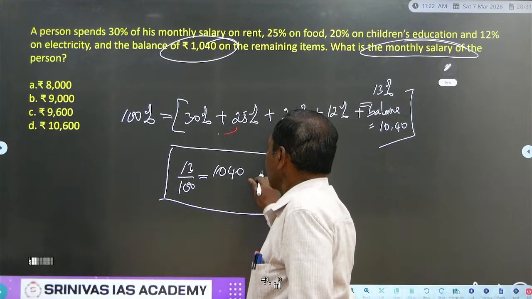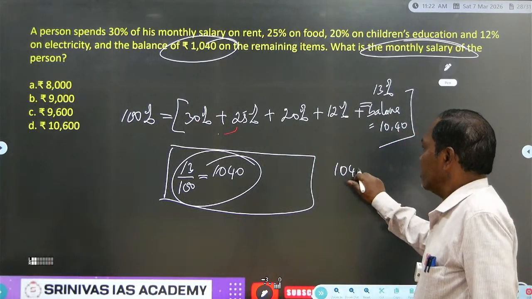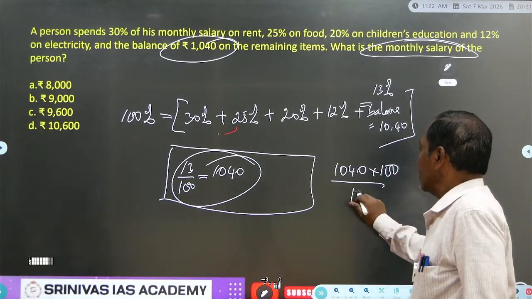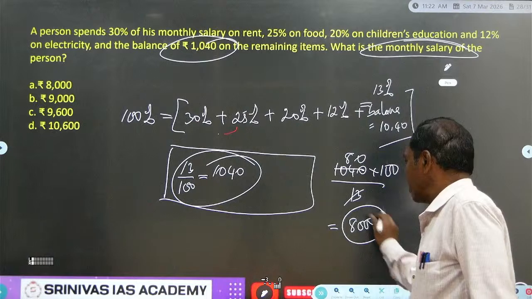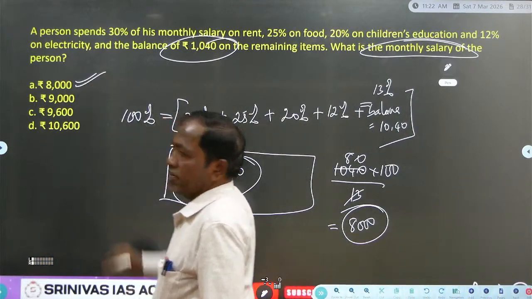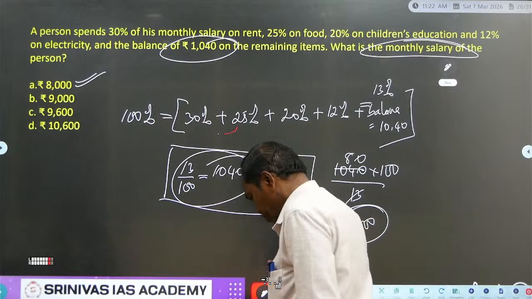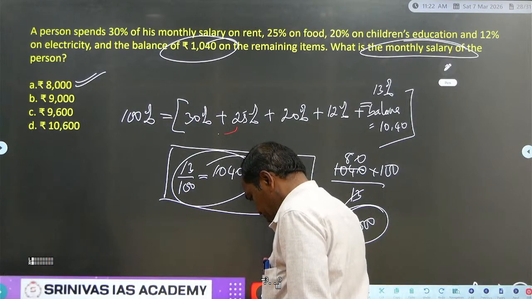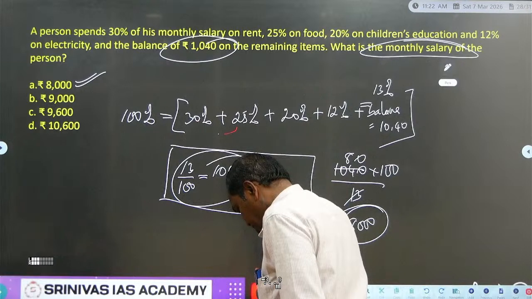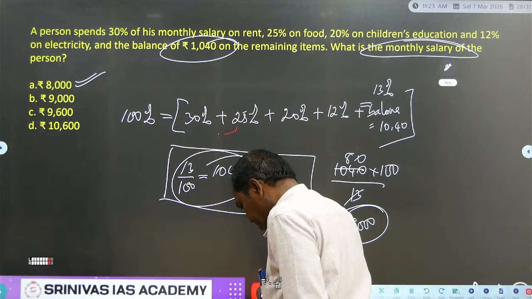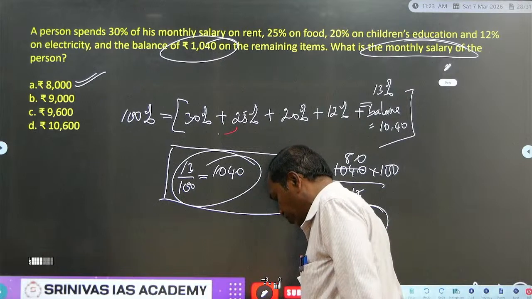So what is the thing? 1040 into 100 by 13. 13 into 8 is 104, so it means 8,000. 8,000, option A. Yes, 8,000 is the correct one. 13% savings, yes, she is correct. 13% savings, but the savings amount also is mentioned, that you have to equate. LHS is equal to RHS, right?